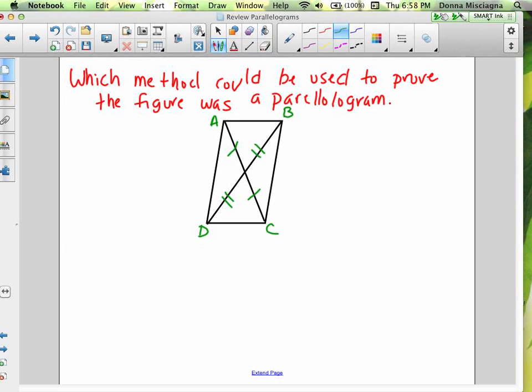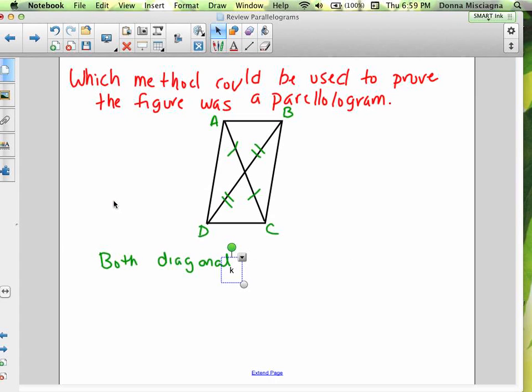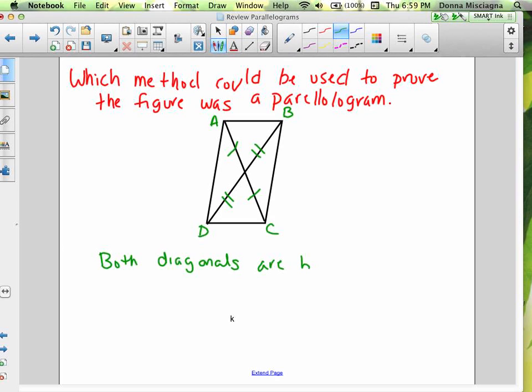So we could prove that the figure here, this quadrilateral, was a parallelogram because both diagonals are bisected.